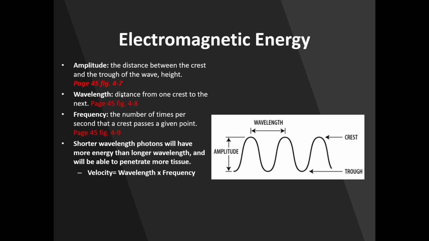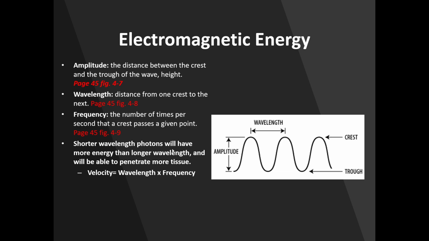So wavelength is a measure of the distance from one crest to another. So crest to crest is one wavelength. And then frequency is the number of times per second that a crest passes a given point. So a crest right here, and we draw a line, and we watch the wave wiggle its way across it. We look at how many times this crest passes our measuring line per second. That's going to give us a frequency.